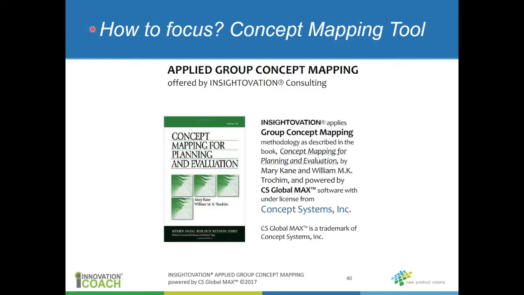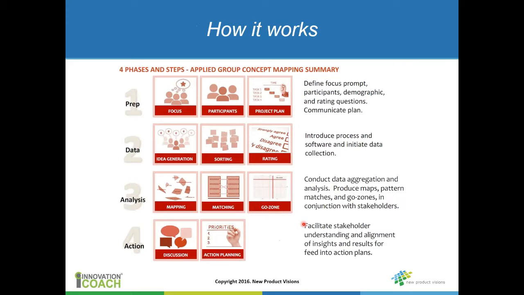Now, one thing I want to mention is a tool that you can use at this stage of the process, particularly in terms of trying to maintain some focus, and that's by using a concept called applied group concept mapping. Concept mapping has actually been around for a while. It's used particularly in the social sciences field, but applied group concept mapping is a tool that we can use in new product development. And here's some resources if you want to learn more about that concept.